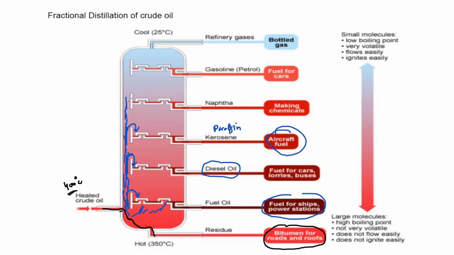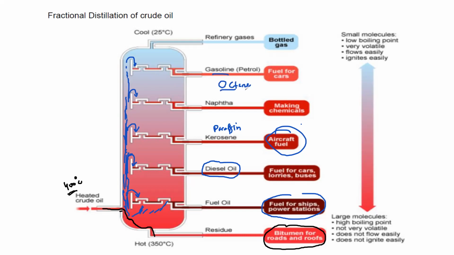Then the remaining fraction will rise and condense. Then we have naphtha. Naphtha is used for making different chemicals. It is used in the petrochemical industry. For different chemicals, the main raw material is naphtha. Then the remaining fraction will rise. That is gasoline or petrol, which is used for cars. The fuel which we use for the car is known as gasoline, and it is also known as octane.